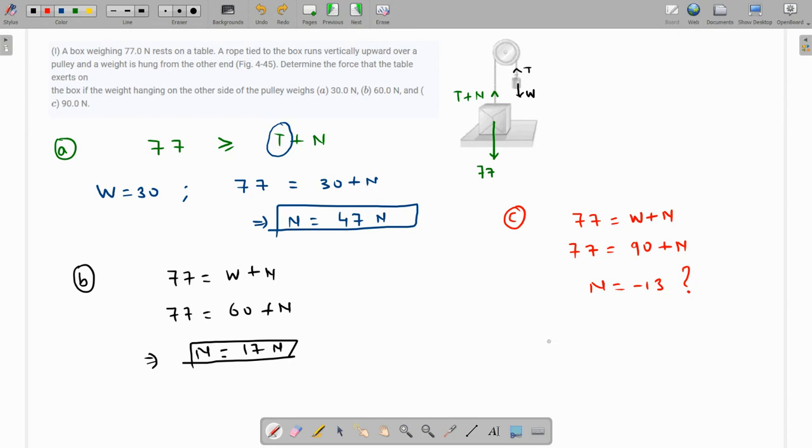It means that the box has lifted from the floor. Since the box has lifted from the floor, there will be no contact force, which means that the normal reaction in this case has to be 0.